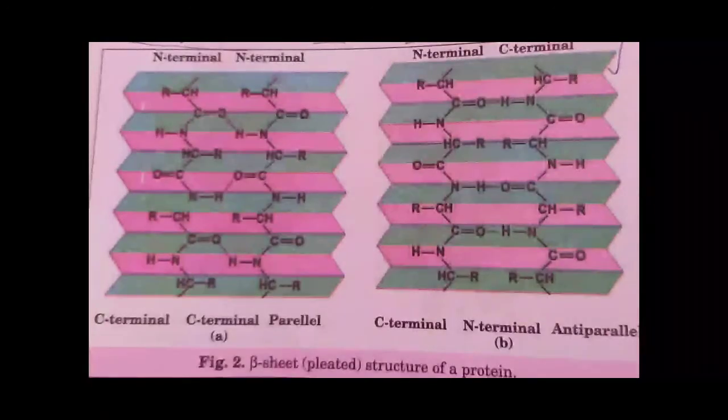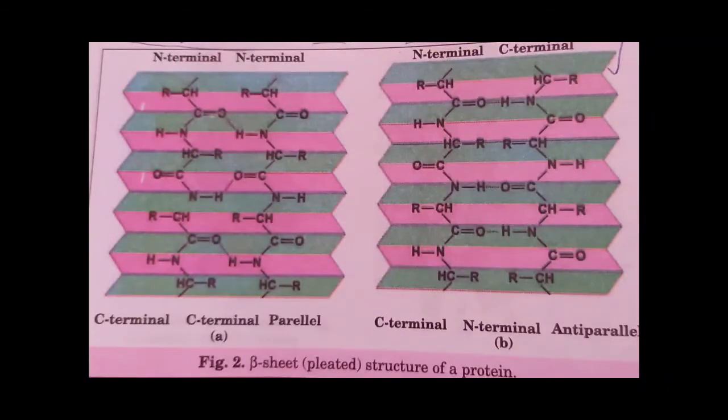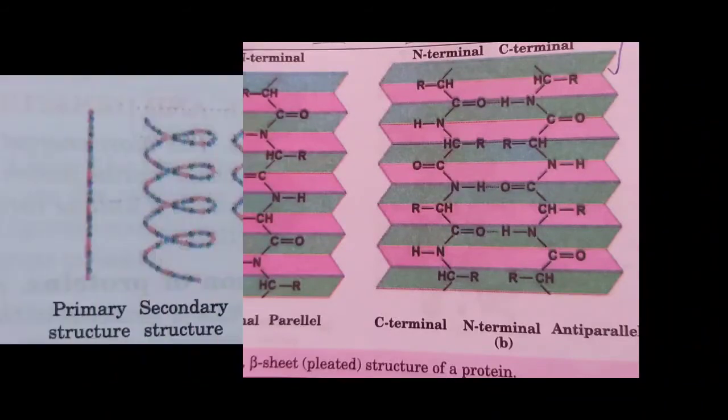As you can see in the diagram, two types of pleated sheets are possible. In diagram A you can see parallel, that is, N-terminal and N-terminal are on the same side, so the polypeptide chains run parallel. And in diagram B you can see anti-parallel, that is, N-terminal is joining with the C-terminal.